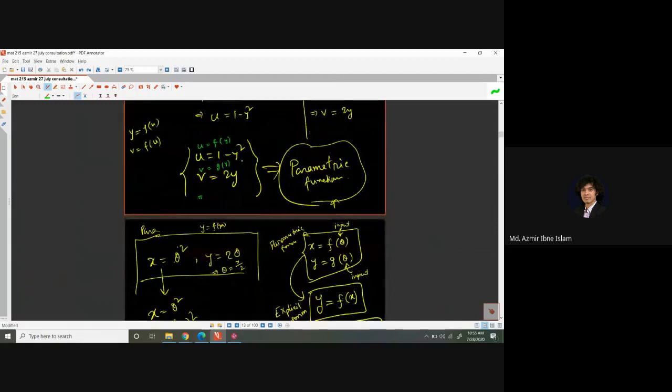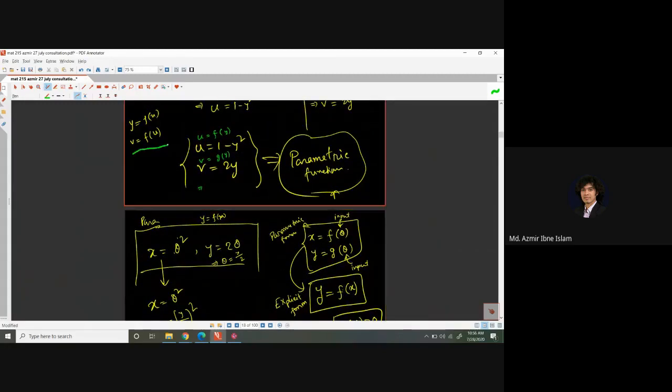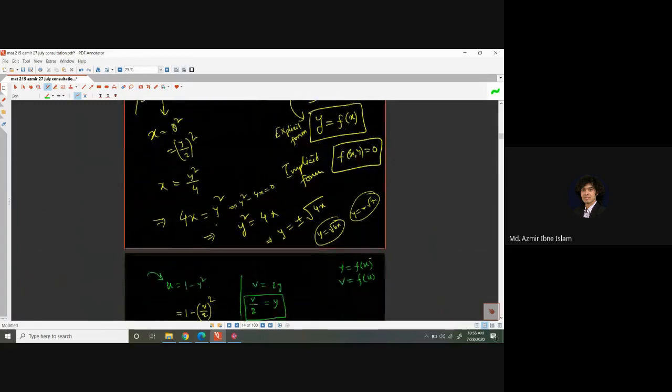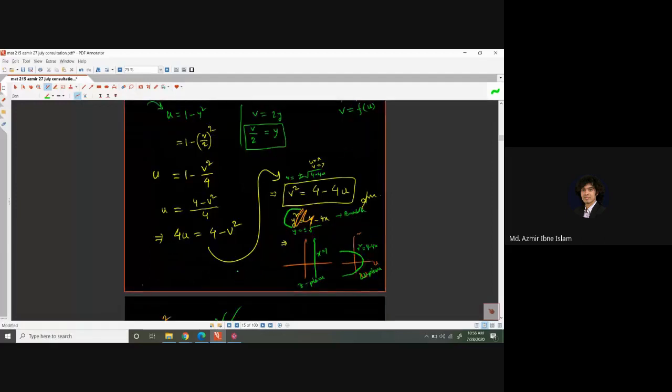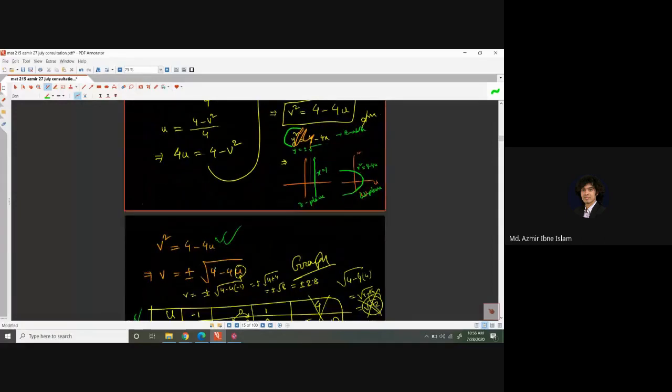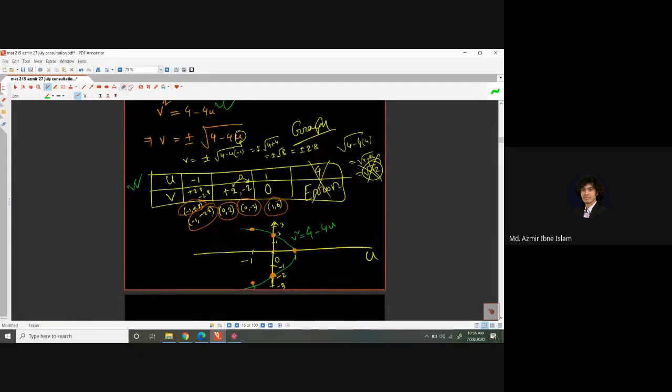From this parametric function, try to find a function for v equal to f of u, and already we have v squared equal to 4 minus 4u. And if you want to learn how to draw the graph, you can use this concept. Clear?